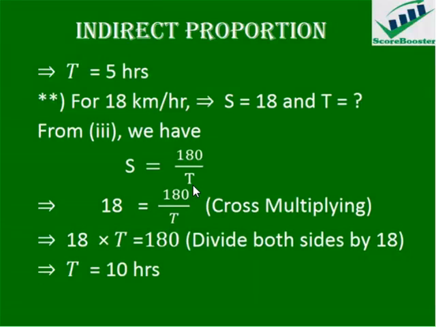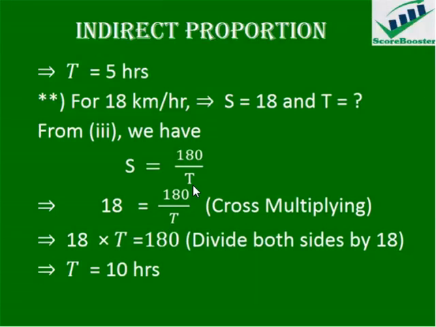So now you know that for 90 km per hour, the car spends 2 hours. For 45 km per hour, the car spends 4 hours. You can see that as the speed is decreasing, the time is increasing. If the car is running at a speed of 36 km per hour, it's going to spend 5 hours. If it is running at a speed of 22.5 km per hour, it's going to spend 8 hours. And if it is running at a speed of 18 km per hour, it's going to spend 10 hours.